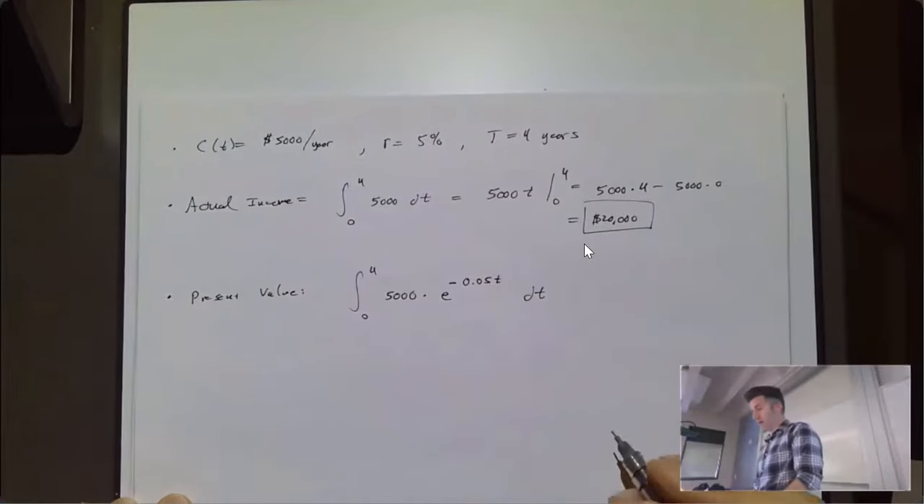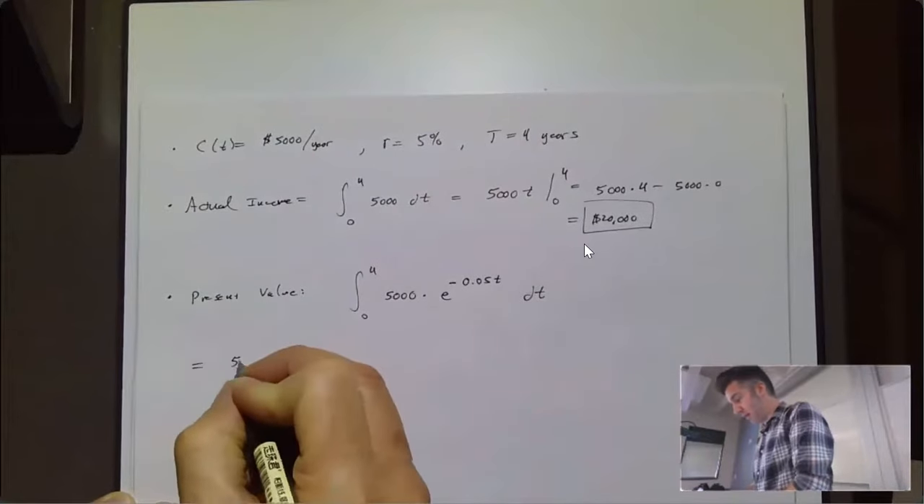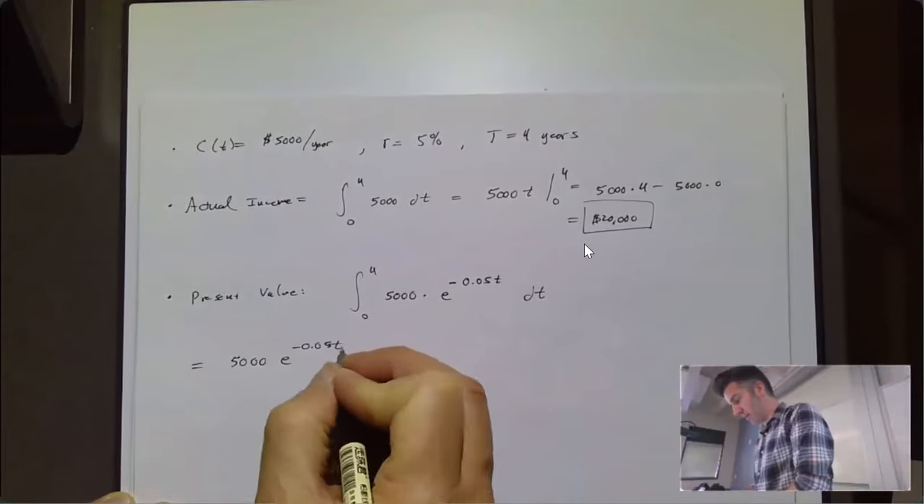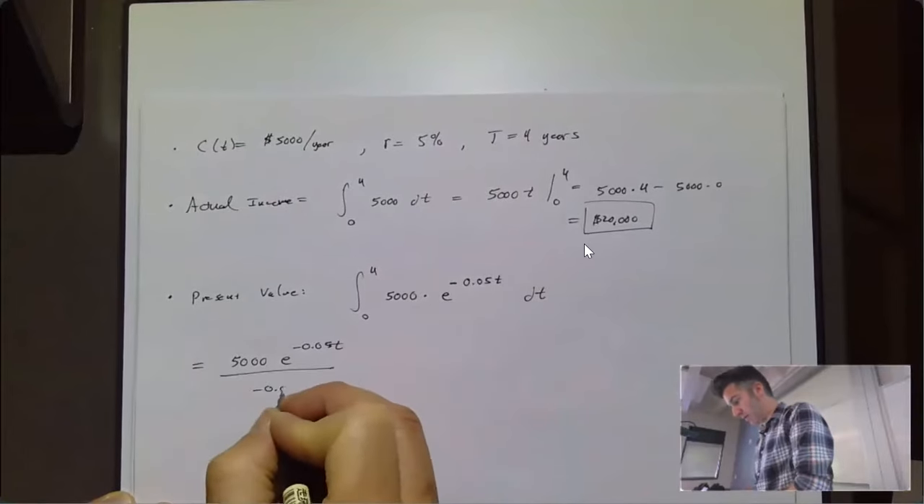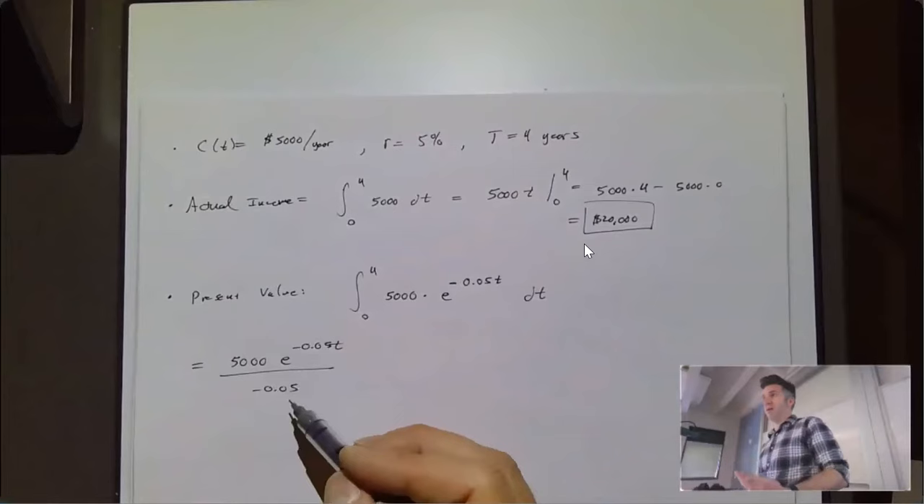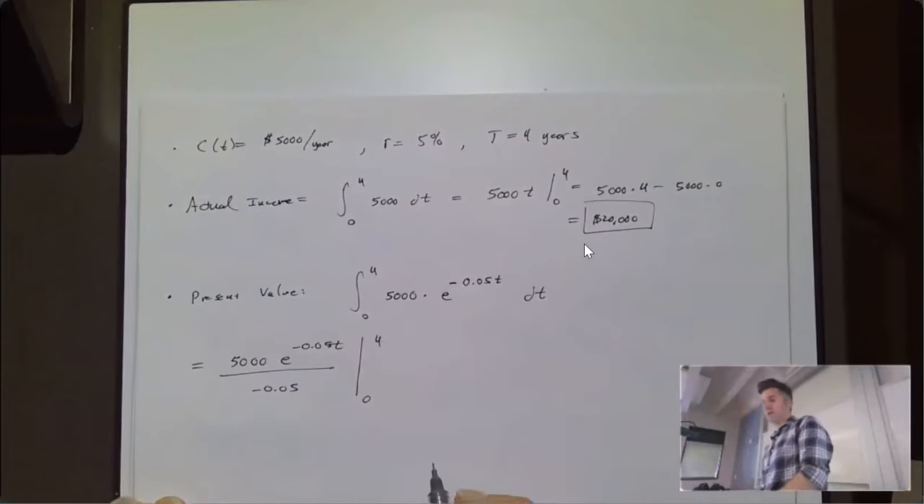Okay, this one's still not too bad. We know how to integrate e to the something. So this is going to be 5,000 e to the negative 0.05t divided by negative 0.05. Whenever you integrate e to the something times t, you just get e to the something times t divided by that coefficient.